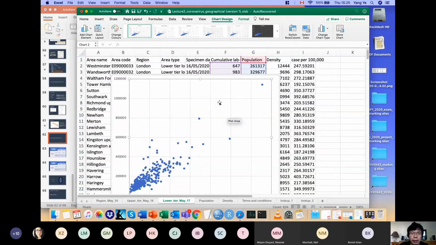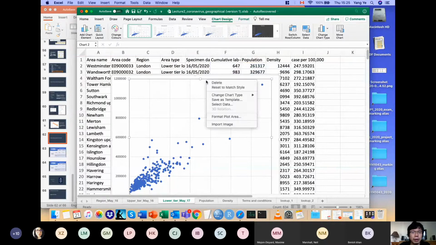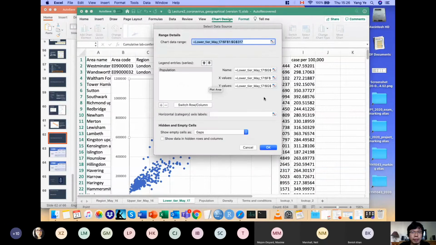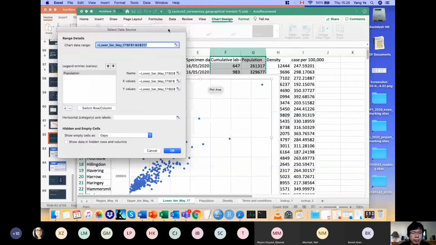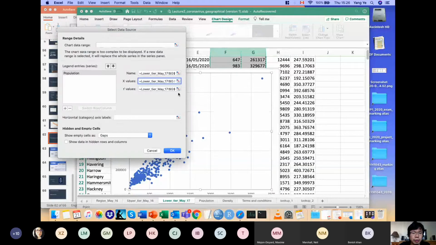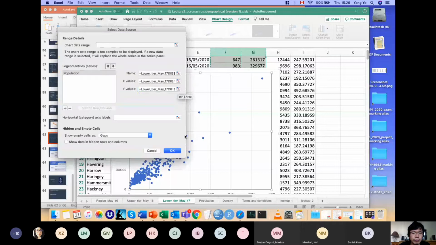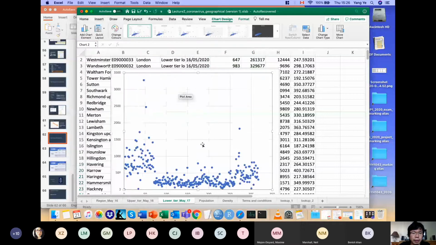Okay, nothing happened. Let me see. Number of data series per chart is 255. Okay, I think I still have to figure out how to do that. Okay, x values. You have to change the x values and y values manually. So you want G to be the x value, F to be the y value, and then OK.